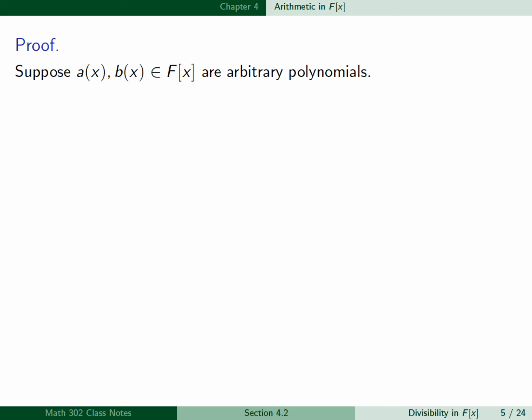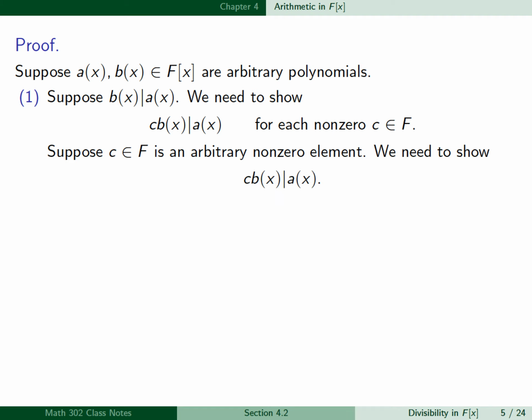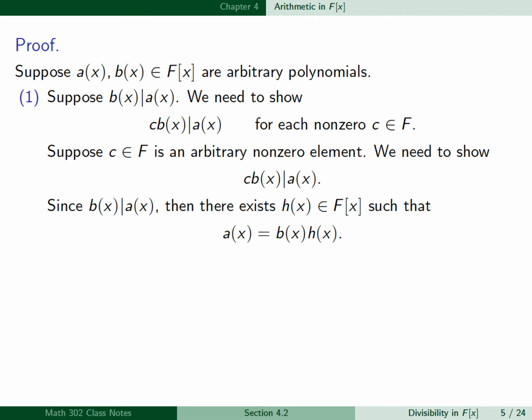To prove this, suppose a(x), b(x) in F[x] are arbitrary polynomials. To prove 1, suppose b(x) divides a(x). We need to show c times b(x) divides a(x) for each non-zero element c in F. So suppose c in F is an arbitrary non-zero element; we need to show c times b(x) divides a(x). Since b(x) divides a(x), then there exists an h(x) in F[x] such that a(x) equals b(x) times h(x).